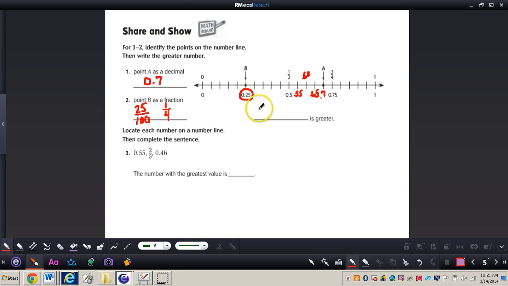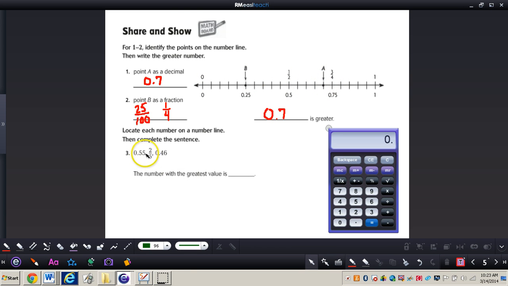Okay, what we could easily see is that 7/10 is greater. And why do we know that it's greater? Because it goes further to the right on the number line. Okay, now for number 3, what you're going to need to do is locate each number on this number line right up here, then complete the sentence.